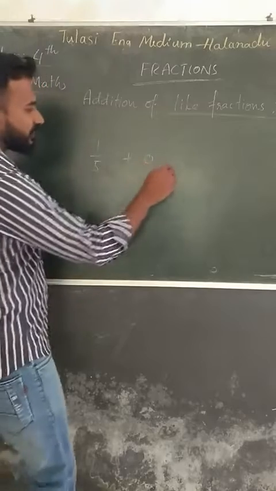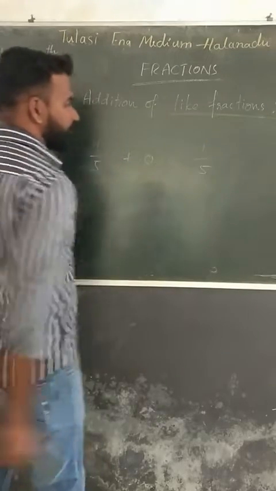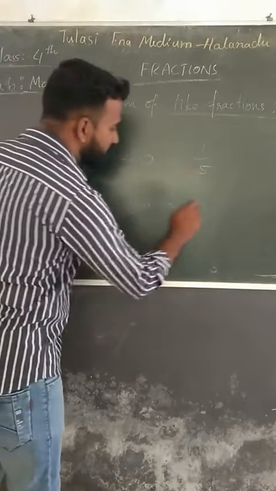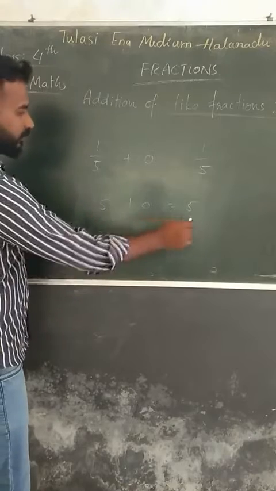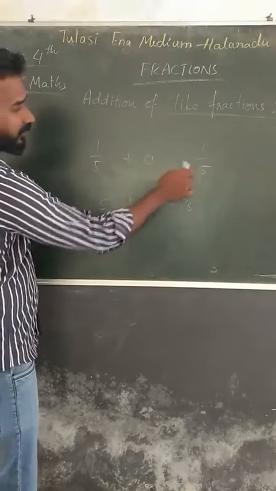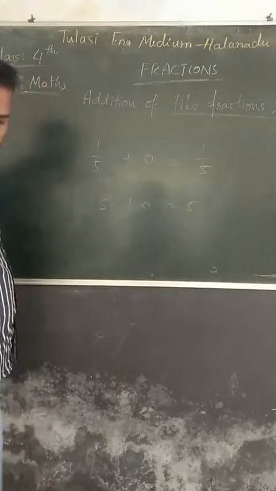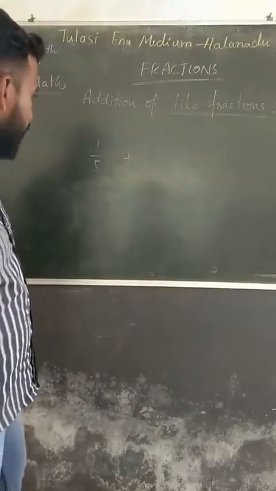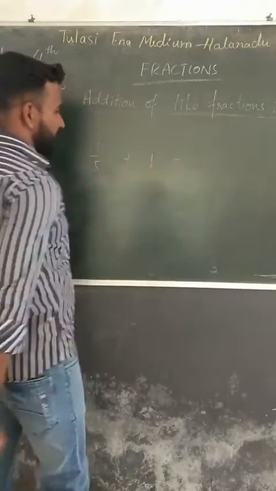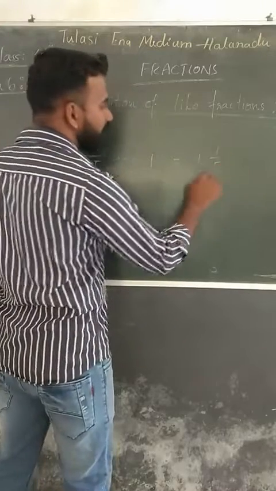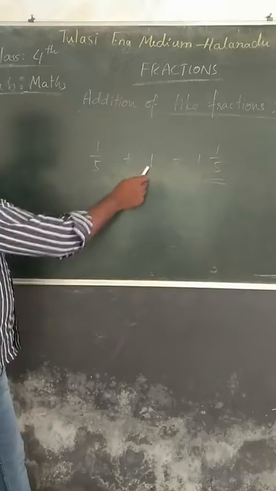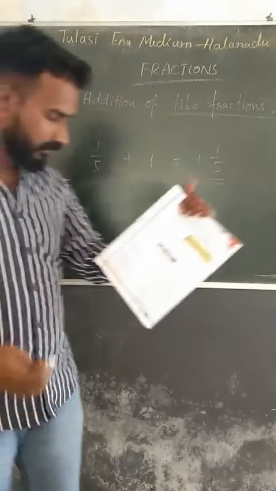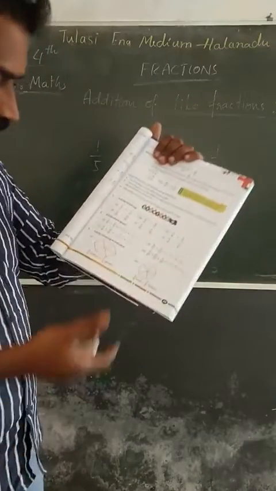1 by 5 plus 0 is equal to 1 by 5. We know that, for example, 5 plus 0 is equal to 5, the same way 1 by 5 plus 0 is also 1 by 5. But if we add 1 to that, it will be 1 whole 1 by 5. If we add a whole number to a fraction, we can directly write it in the form of a mixed fraction.